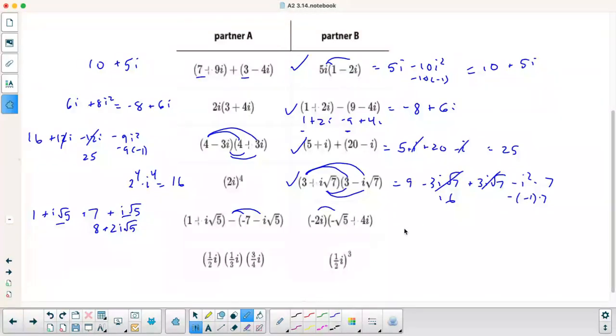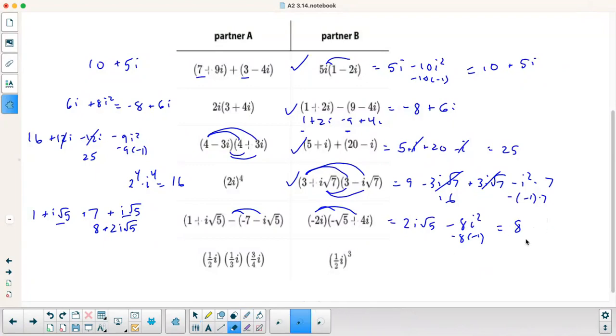All right, here I got to distribute. This is going to be positive 2i radical 5. And then this is going to be negative 8 i squared. Remember, i squared is negative 1, so it's negative 8 times negative 1. So this becomes a positive 8. And then I forgot the coefficient. Plus 2i radical 5, which, awesome, they check out.